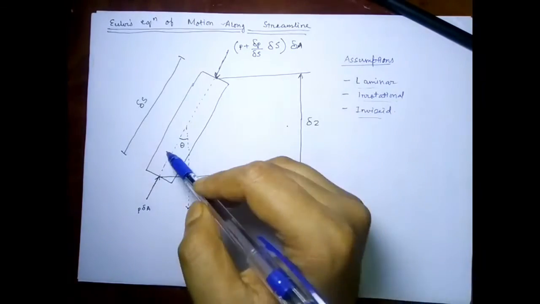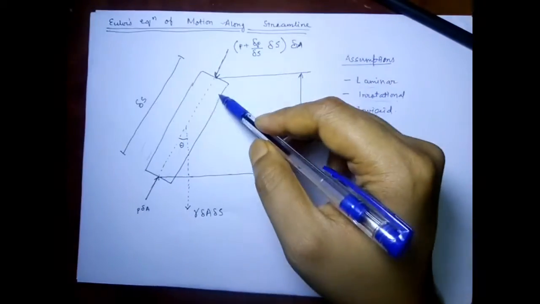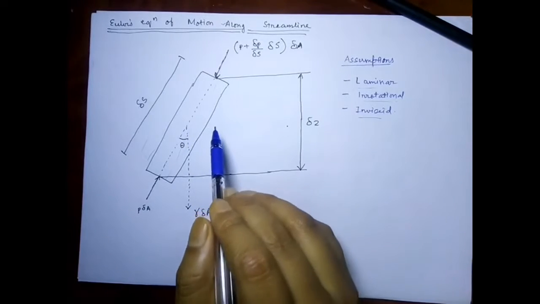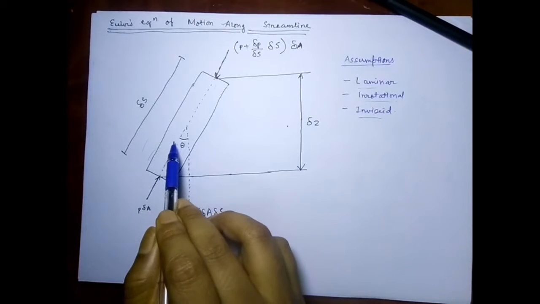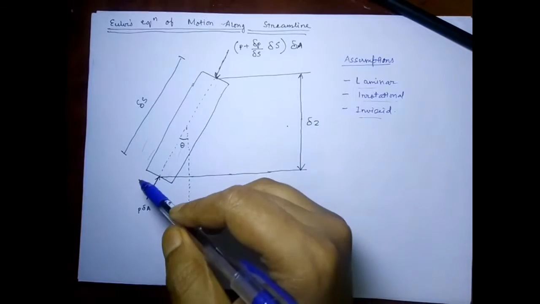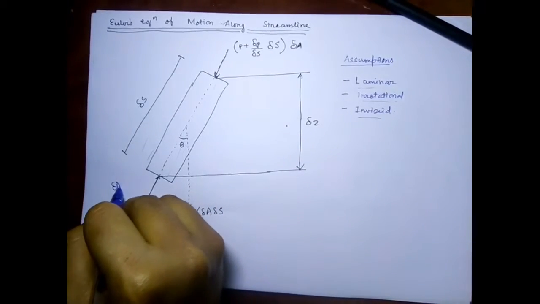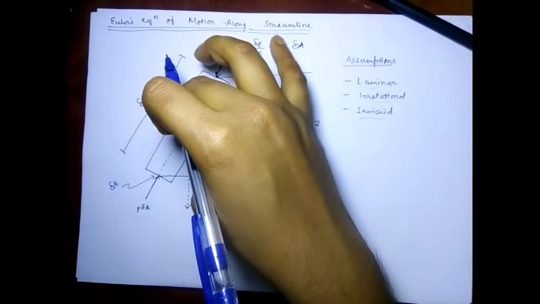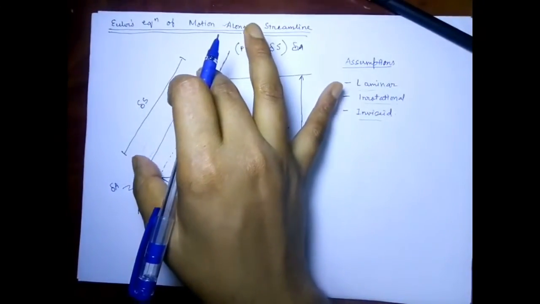So I have made one stream flow of incompressible and non-viscous fluid, and it is basically a cylinder in shape, and this cylindrical element has a cross-sectional area delta A. This cross-sectional area of the cylinder is delta A, and the length is assumed to be delta S.